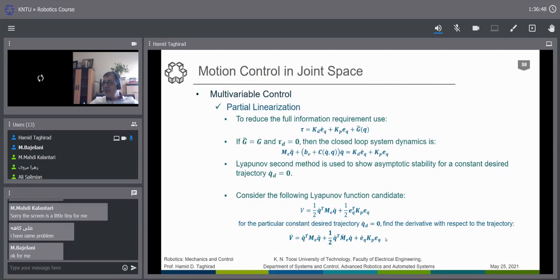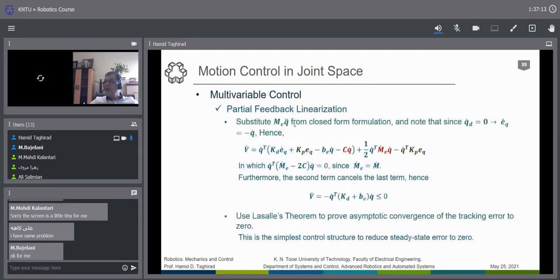And this can be shown quite easily. Just look at M E_Q double dot. M E_Q double dot, as you see, can be replaced by this equation. This is the closed loop. M E_Q double dot is K_P E_Q minus this term. So we can substitute M E_Q double dot here and simplify. We also notice that since Q dot desired is equal to 0, E dot Q, which was Q desired minus Q dot, becomes equal to minus Q dot.